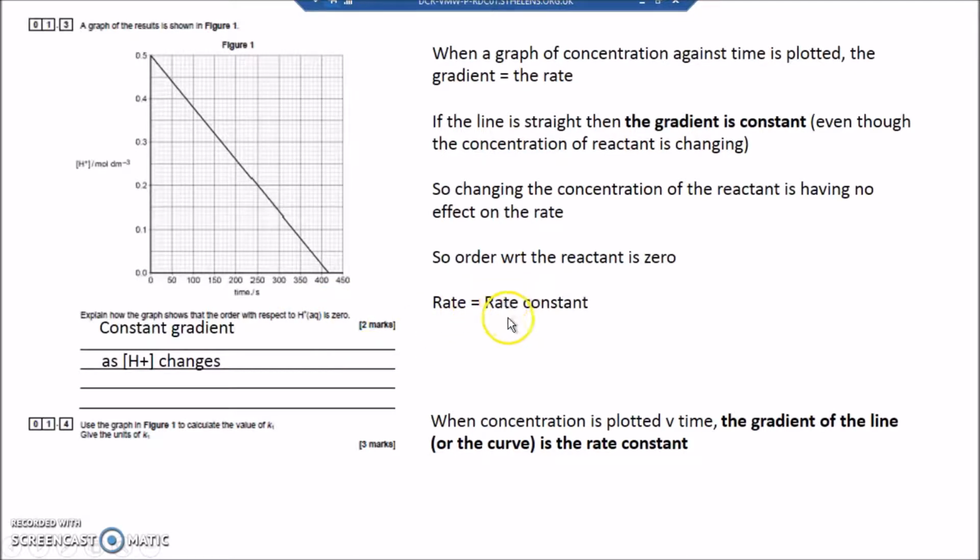So the rate equals the rate constant, because if the H+ concentration is having no effect on the rate, and the other chemicals, the hydrogen peroxide and iodide, are in large excess and not affecting the rate, then the rate constant equals the rate. Yeah? So the gradient equals the rate constant. We take the value of y, 0.5, and divide by the value of x, which is 420, and it comes out as 0.0012. What are the units? Well, moles per decimeter cubed divided by seconds, so mol dm^-3 divided by s, that's mol dm^-3 s^-1.